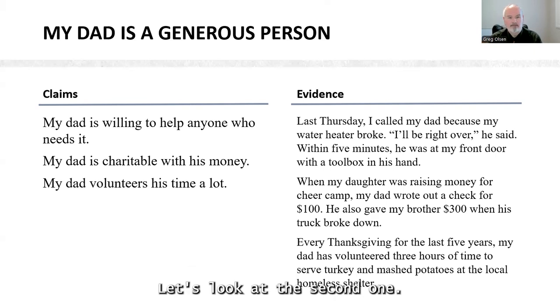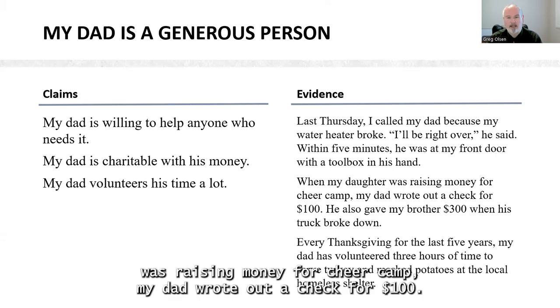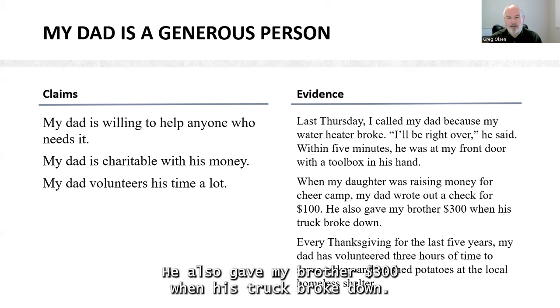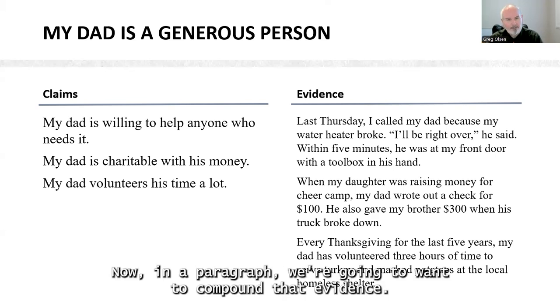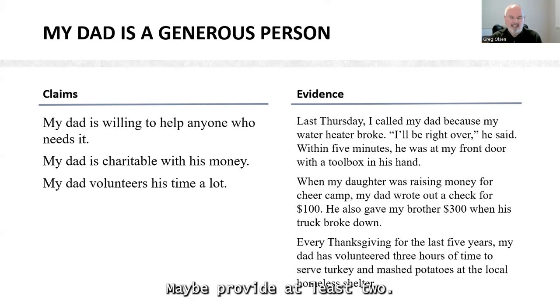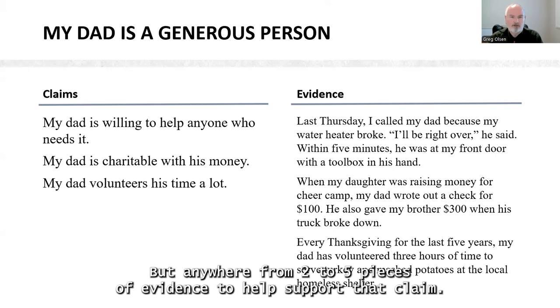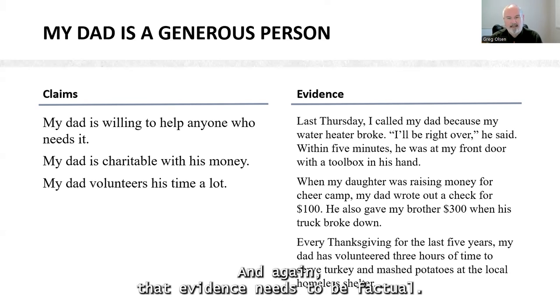Let's look at the second one. My dad is charitable with his money. Again, a claim. The evidence, when my daughter was raising money for cheer camp, my dad wrote out a check for $100. He also gave my brother $300 when his truck broke down. Here I'm providing two pieces of evidence. Now in a paragraph, we're going to want to compound that evidence, maybe provide at least two, but anywhere from 2 to 5 pieces of evidence to help support that claim. And again, that evidence needs to be factual.